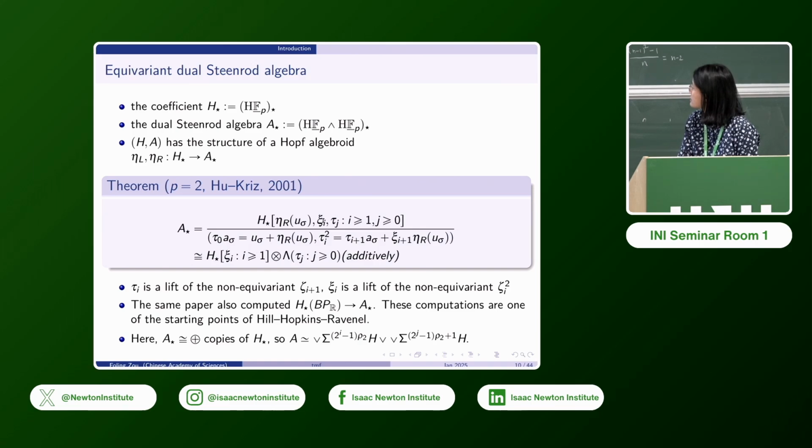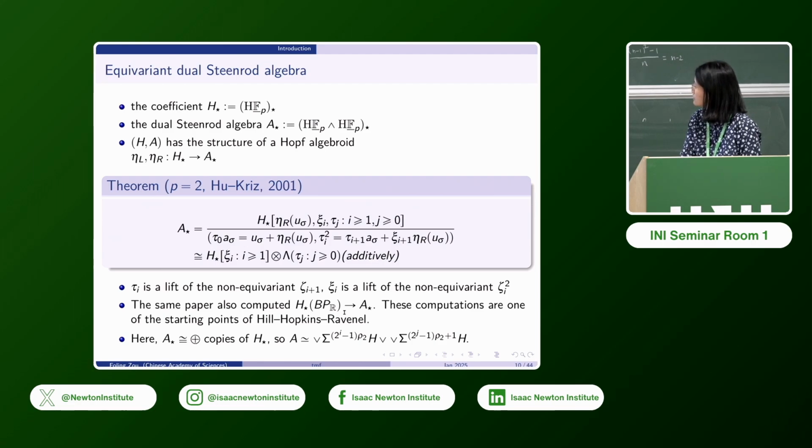So the precise form is not that relevant. There are generators xi_i and tau_j, and the xi_i and tau_j are lifts of the non-equivariant elements zeta_i plus 1s and zeta_i squares. If you know the non-equivariant dual Steenrod algebra well, at p equals 2 it is a polynomial algebra on these generators. But when you lift to equivariant, you have two sequences of generators lifting elements and their squares, and there is a relation between them.